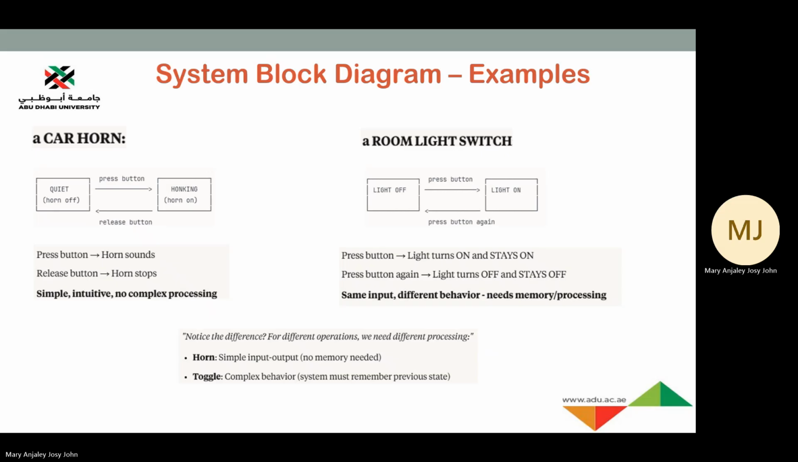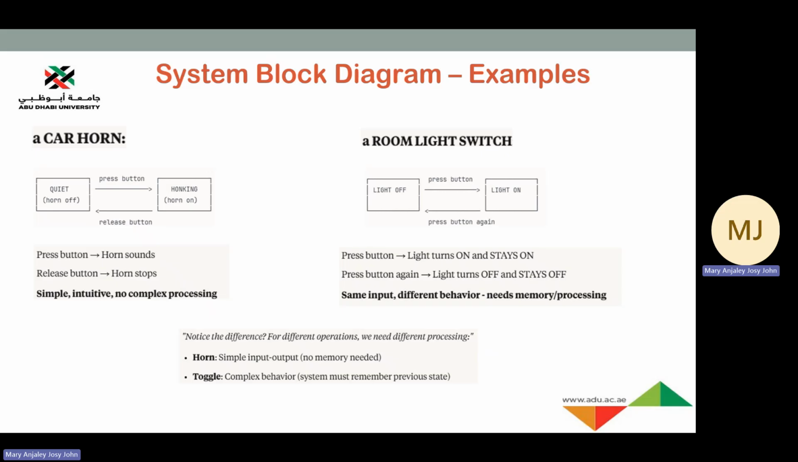Now, you have a switch in the car to turn your horn on. You press it, you hear the sound, you take your hand off. How does the car horn work? You press, you hear the sound, and then you take your hand off. It's not the same as the switch here, where you press and you get the light. No, each of them has different operations. So let's see this example. A car horn is quiet when you don't press, but when you press it, you hear the sound. There is no complex processing. You just press, you hear the sound, and that's it.